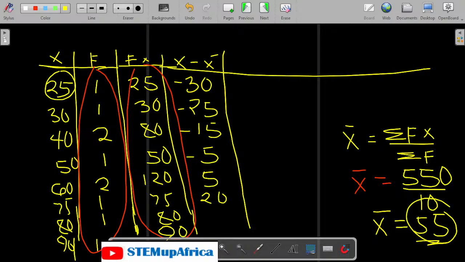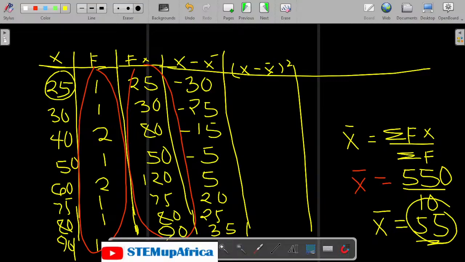80 minus 55. That will give me 25. 90 minus 55. That will give me 35. So you now have also open bracket x minus x bar all squared. Meaning this value you have now, I'm going to square each of them.